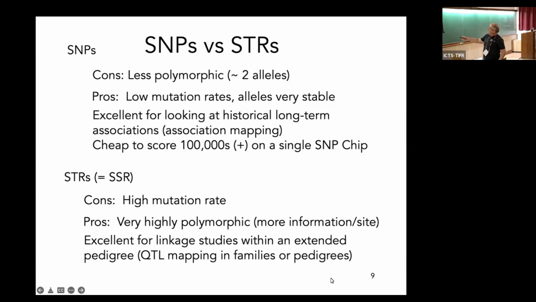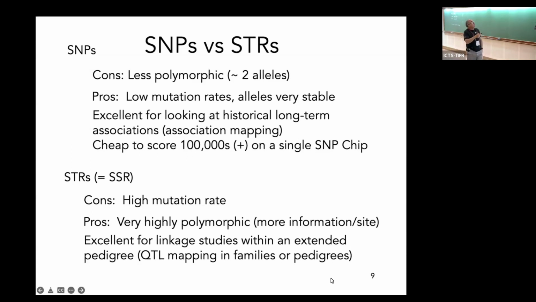So people like STRs, also called SSR, simple sequence repeats. They're good over very short time scales, but over longer time scales, they're unstable in the sense that if you use them for tagging a tightly linked region, that association is broken not by recombination, but rather by mutation.